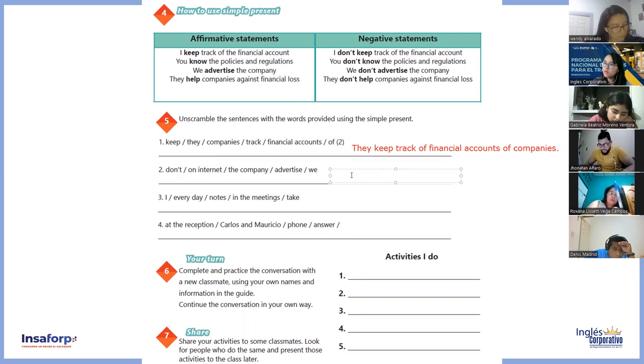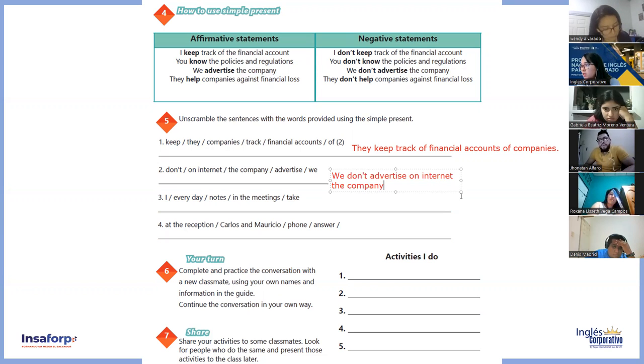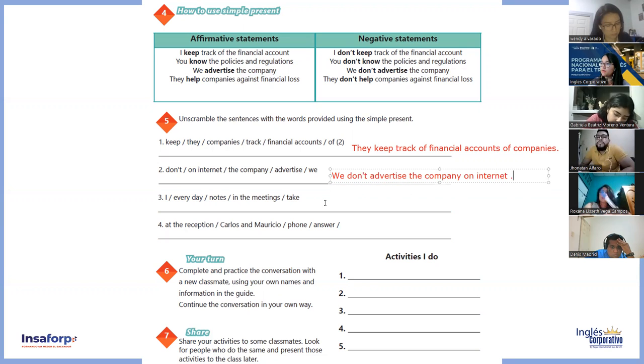Number two? We don't. We, very good. We don't. Advertise. Okay, advertise. On advertise. Internet. We don't advertise on the internet. The company. Oh, we can make a switch, right? We don't advertise the company too on the internet. It can be another. That can be another. What about number three? What is going to be the order?